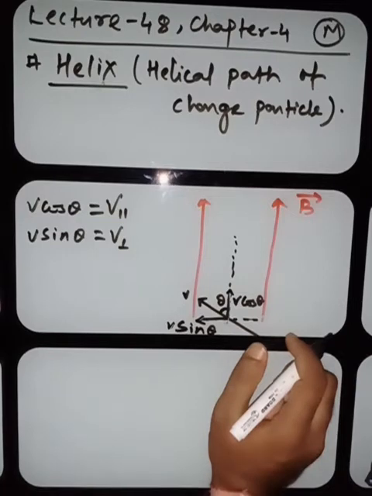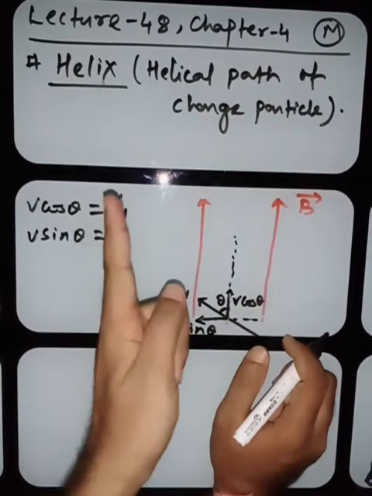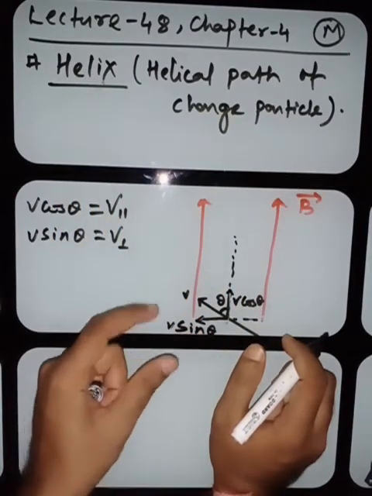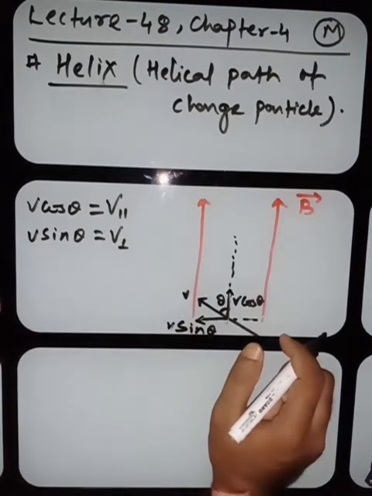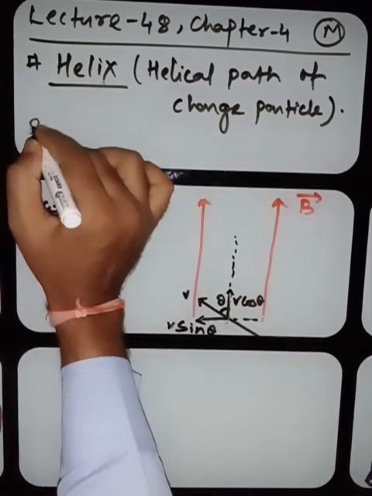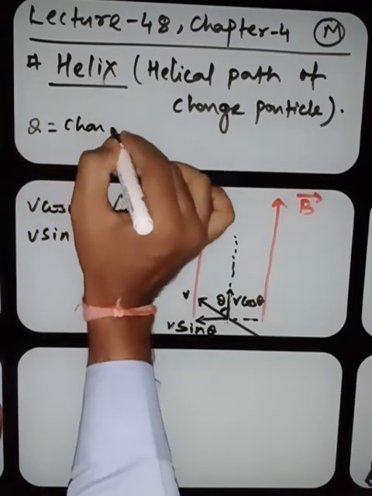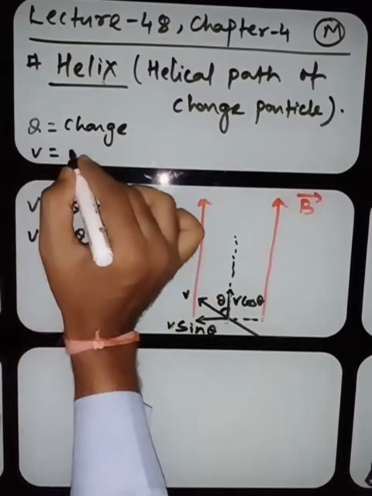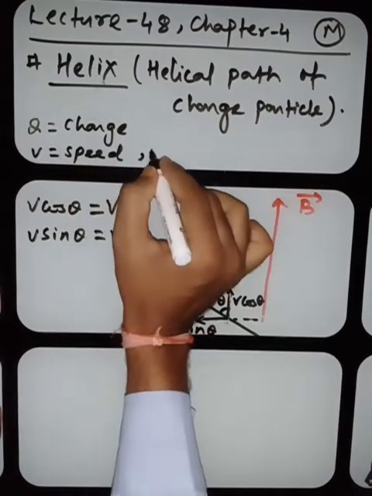We have to cover two topics in this helix. One is the time period to complete one rotation, and the second is how much distance it covers while completing one rotation, which is called the pitch. Here Q is the charge. In examination, if this is coming, you have to write Q is the charge. V is the velocity or the speed, you can write. B is the magnetic field.